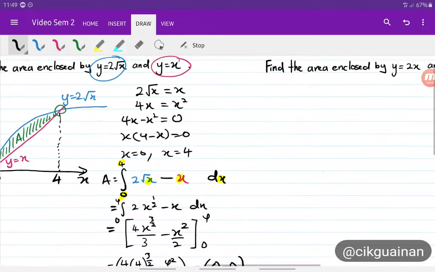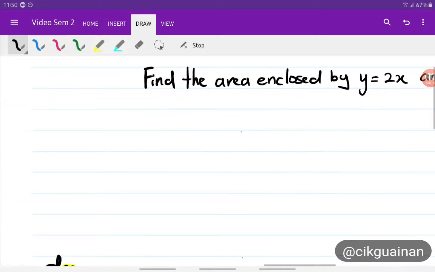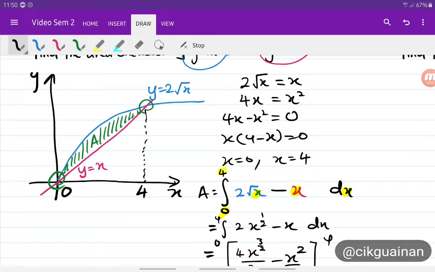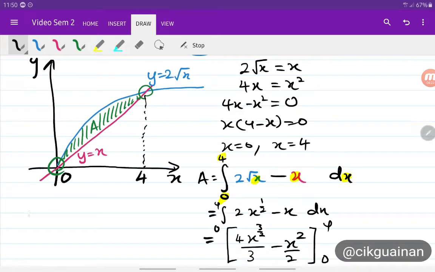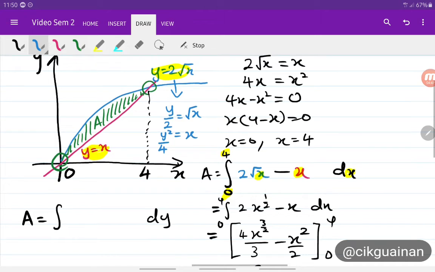Let's move on to the second one, the last one. Find the area enclosed by y. Oh wait, actually this question, this graph, we can solve with respect to y as well. We can, but we have to express these 2 functions with respect to y first. So the blue one here, we have y over 2 equals square root of x, and x equals y squared over 4. So that is the function.